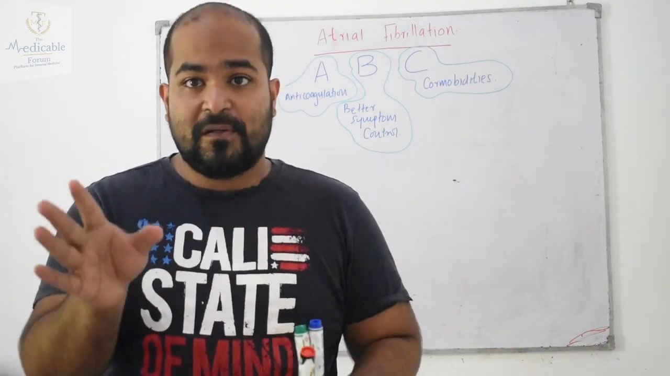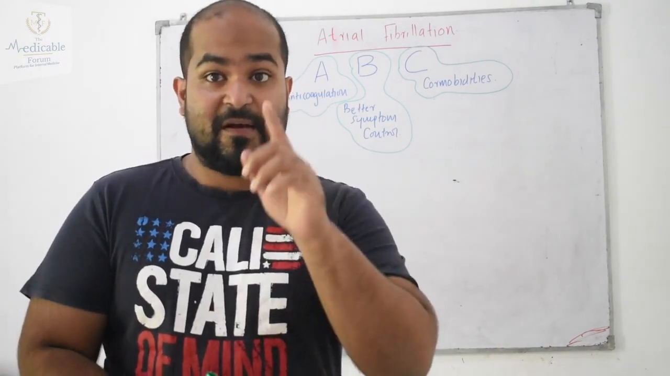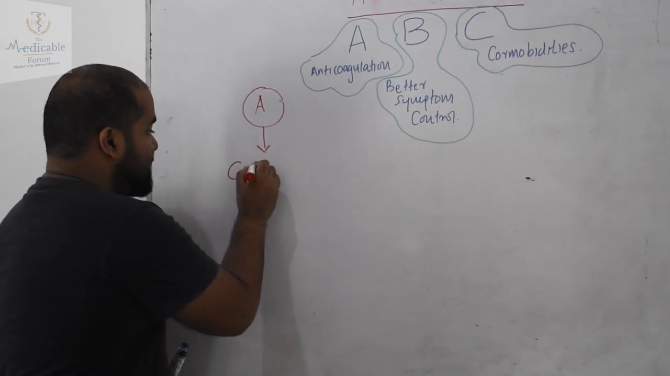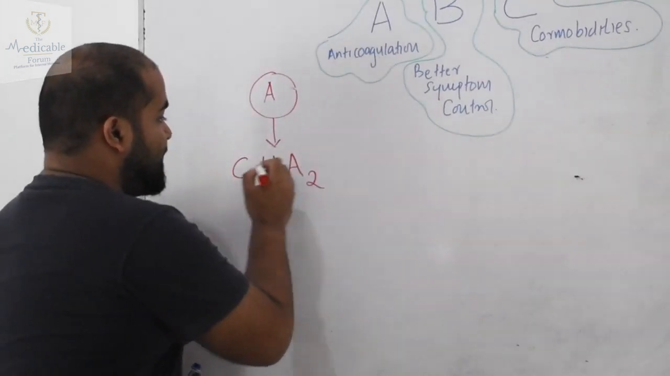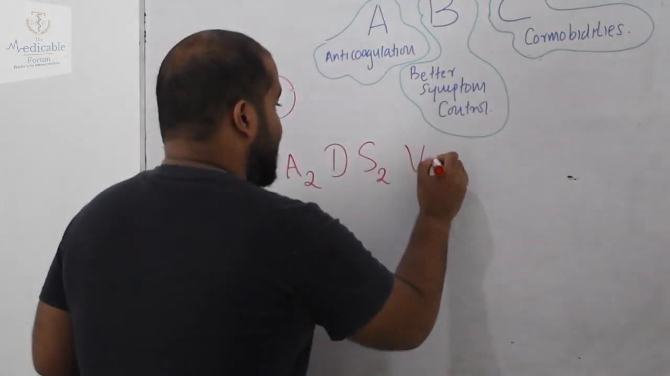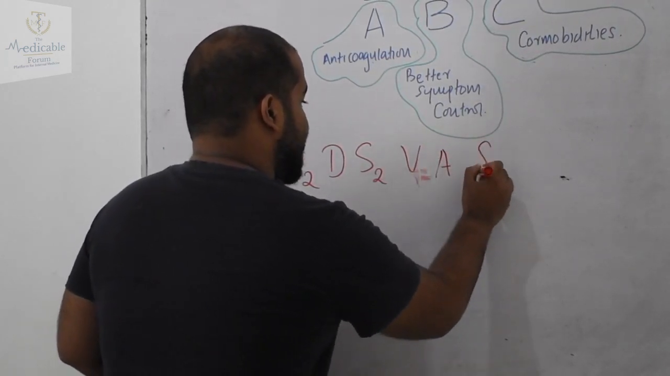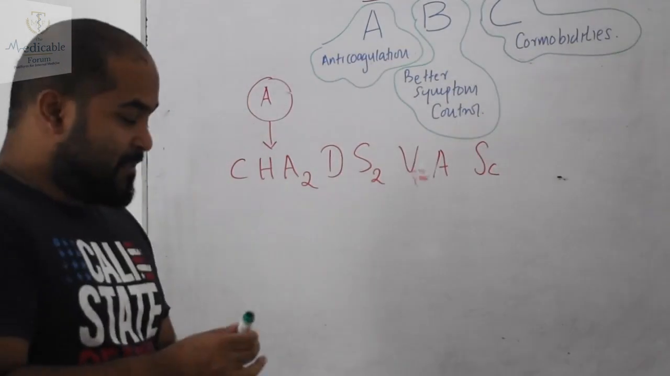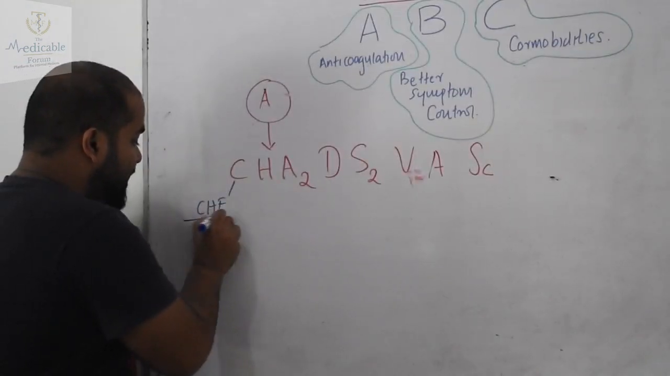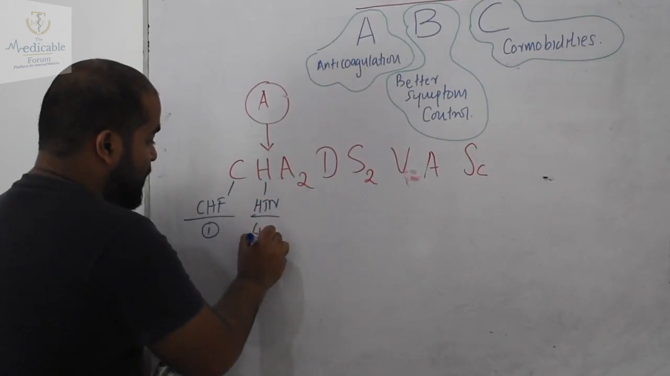But if this AF is not due to valvular causes, if it is a non-valvular AF, then you have to risk stratify, and according to that you anticoagulate, right? So we have this CHA2DS2-VASc score. Now let me break this down for you. If you have congestive heart failure features, you get 1 point. If you have hypertension, you get 1 point.